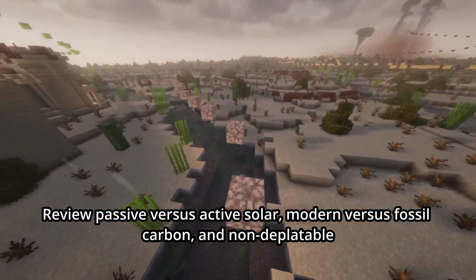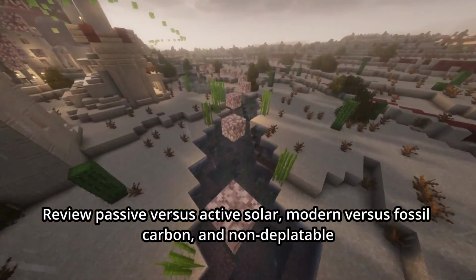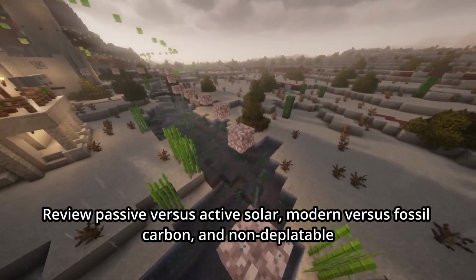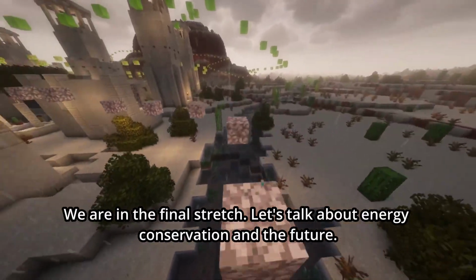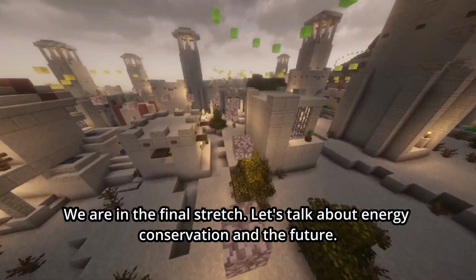Okay, fourth summary pause. Review passive versus active solar, modern versus fossil carbon, and non-depletable versus potentially renewable. We are in the final stretch. Let's talk about energy conservation and the future.